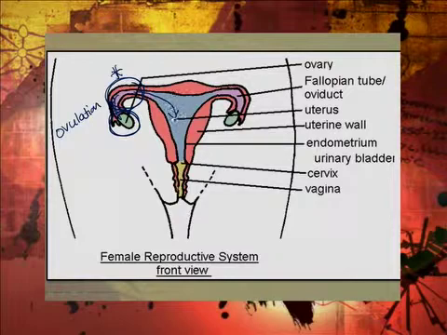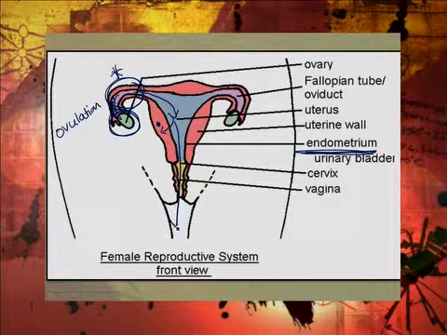If the egg is fertilized, it will embed itself in the wall of the uterus, which has been thickened over the last month and is known as the endometrium. If fertilization does not take place, the egg will pass out of the body of the female together with the breakdown of the endometrium, and we call that menstruation. So we're going to look at what happens after ovulation if fertilization does take place.